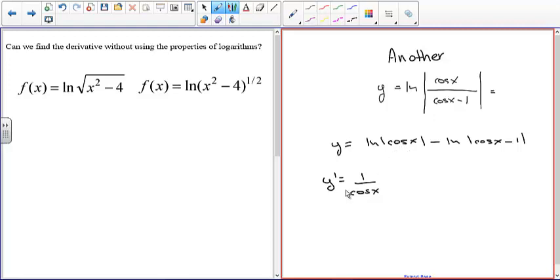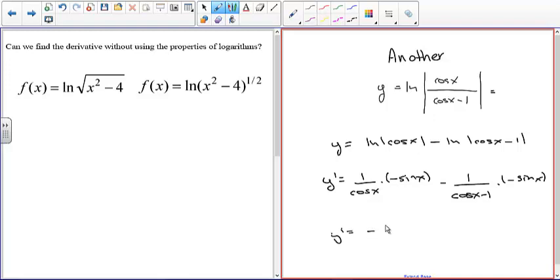And the question is, does it have to be absolute value? And I don't think it does. So I think we can remove the absolute value. So we take 1 over the argument times the derivative of the argument, which would be negative the sine of x. And then the second one would be the same kind of thing. We take 1 over the argument times the derivative of the argument, which again would be negative sine of x.